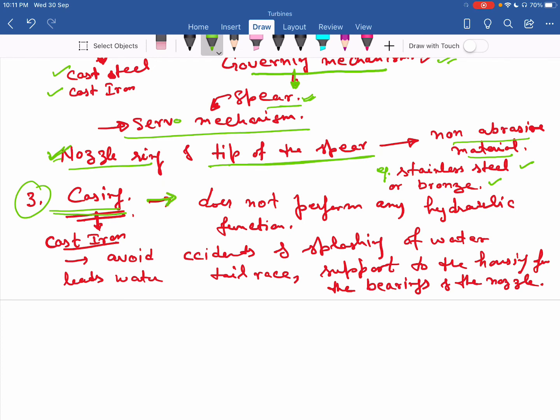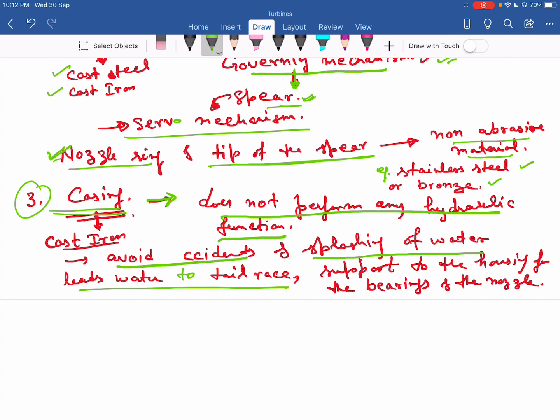Now, as I told you earlier, the casing does not perform any hydraulic function in the case of an impulse turbine. However, we use the casing in the Pelton turbine. Its function is to avoid accidents, because the speed of the runner is very high. Then it avoids the splashing of water. Another function of the casing is that it leads water to the tail race. When water coming out from the jet strikes the bucket, the casing directs the water to the tail race.